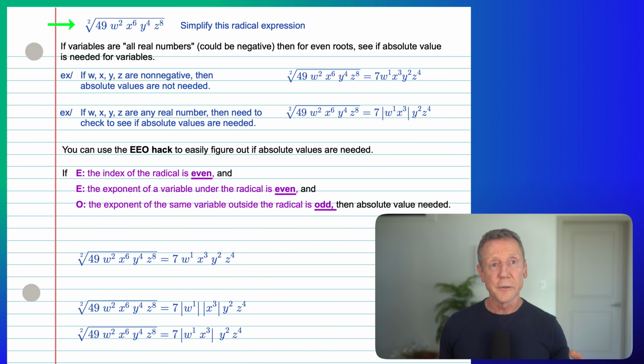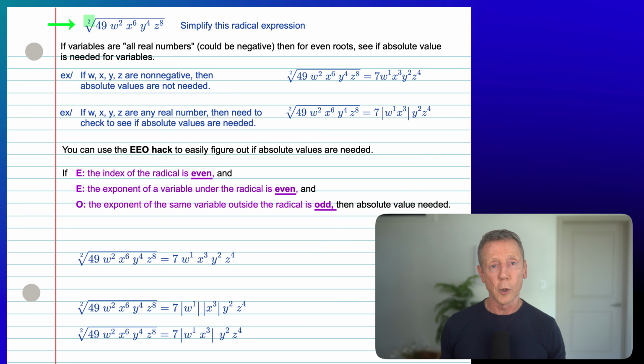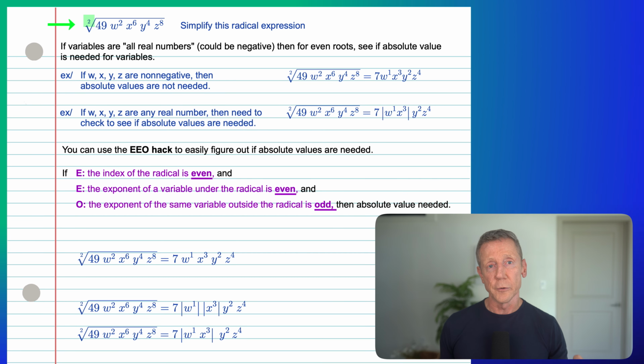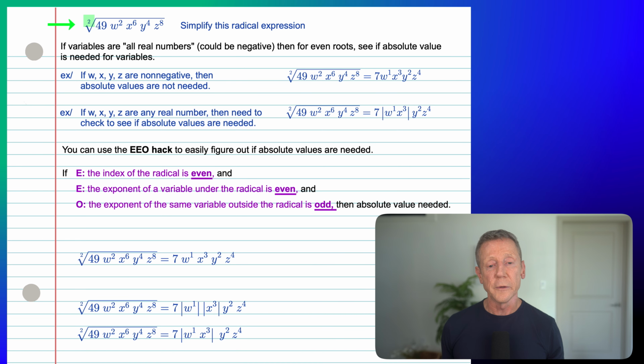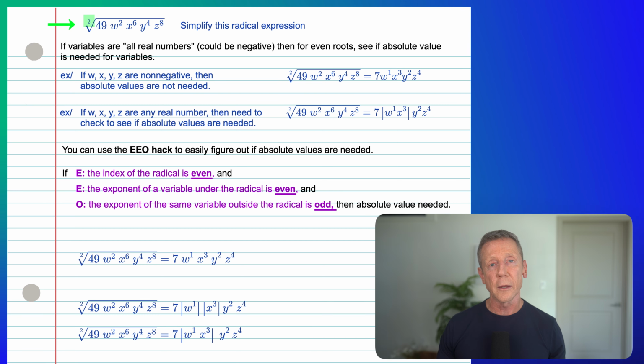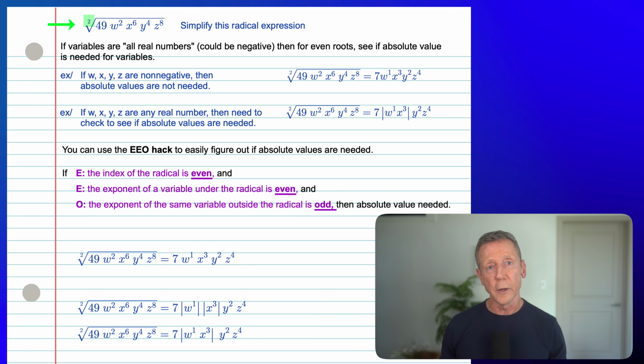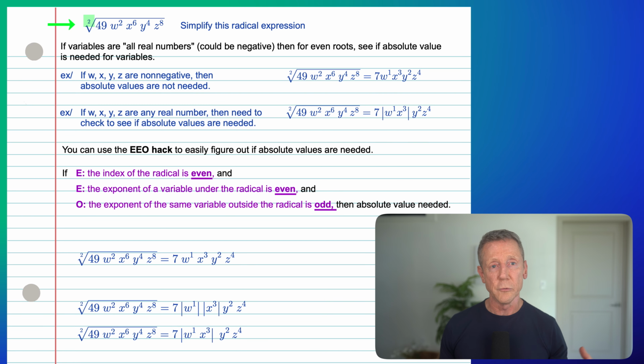Here's the radical expression that we need to simplify. Notice that I did write 2 for the index for the square root. It's not necessary to write it, but it's also not incorrect to write it. In this case, I wrote it because it will make discussing the hack easier. It's kind of like writing x to the 1 instead of x, or with log base 10, you write the 10 or you don't write the 10 depending on what you need.